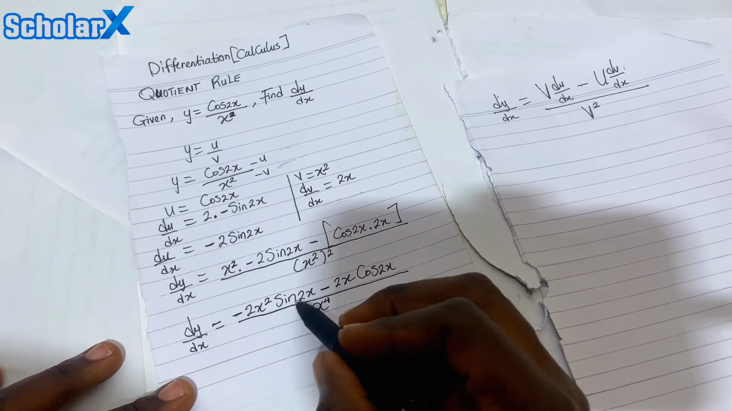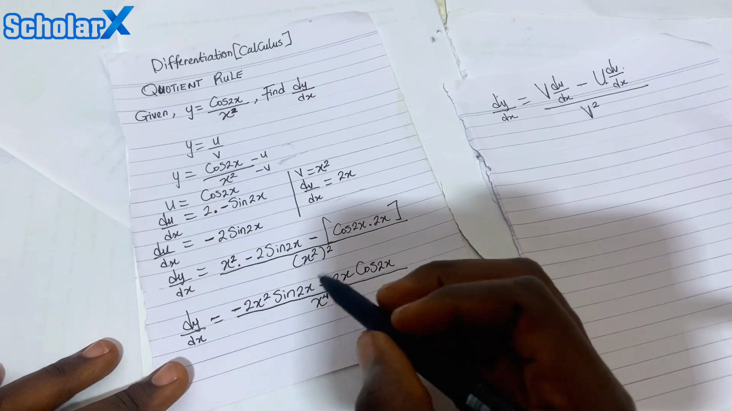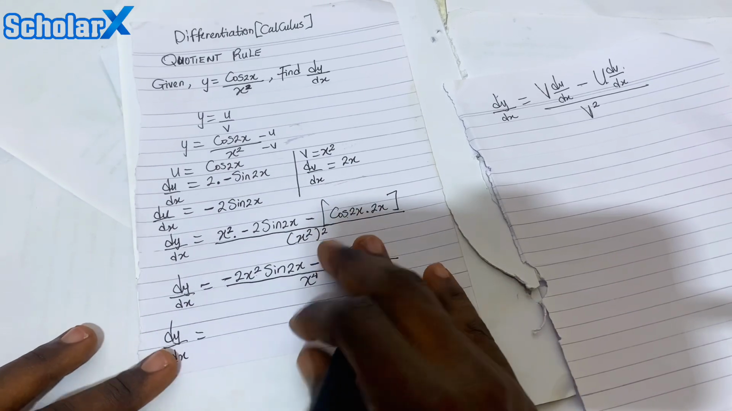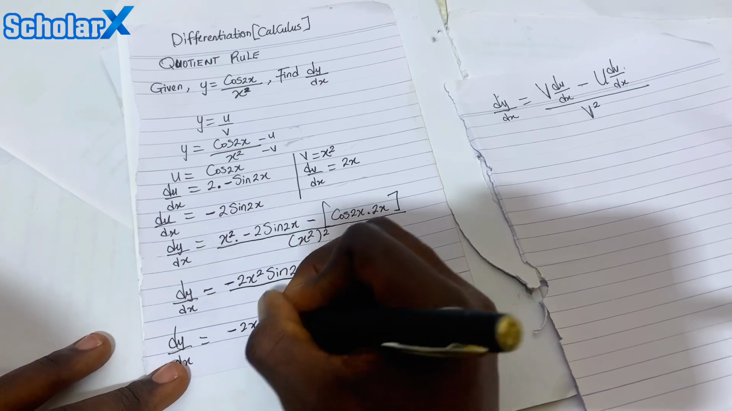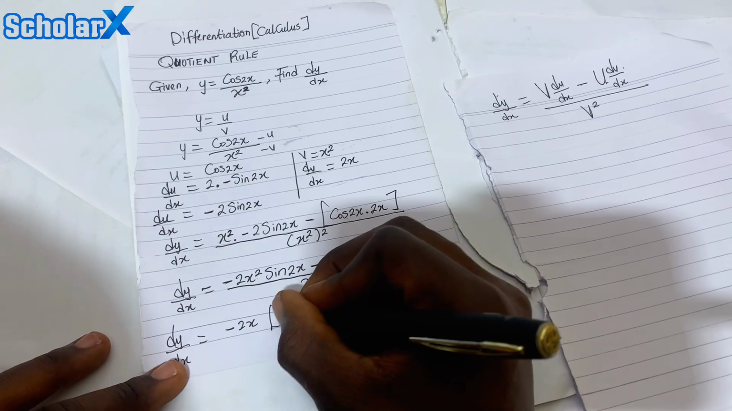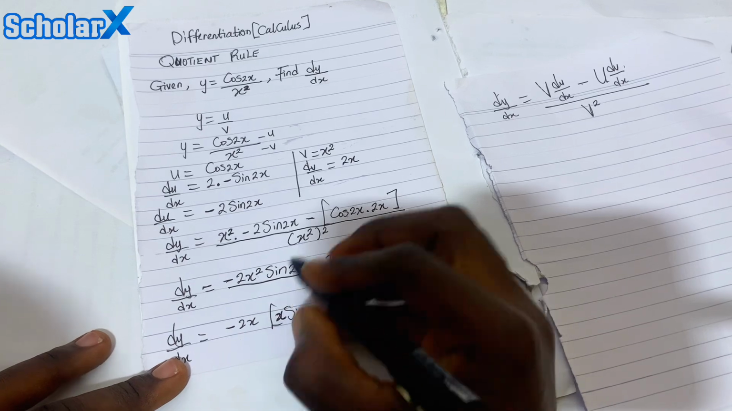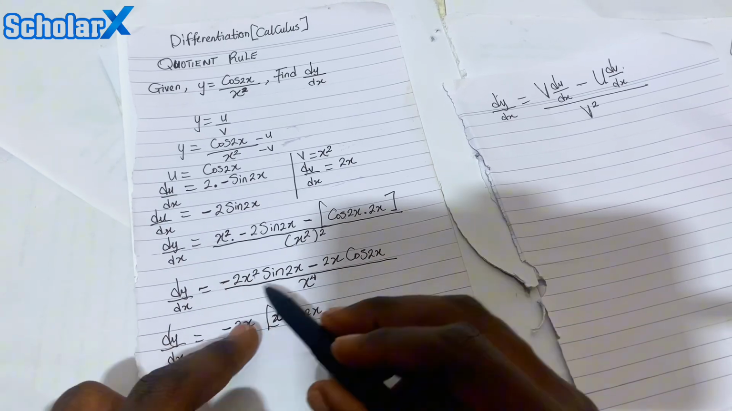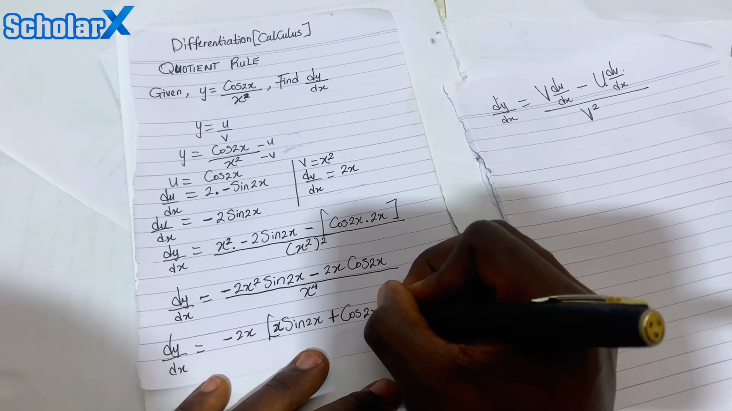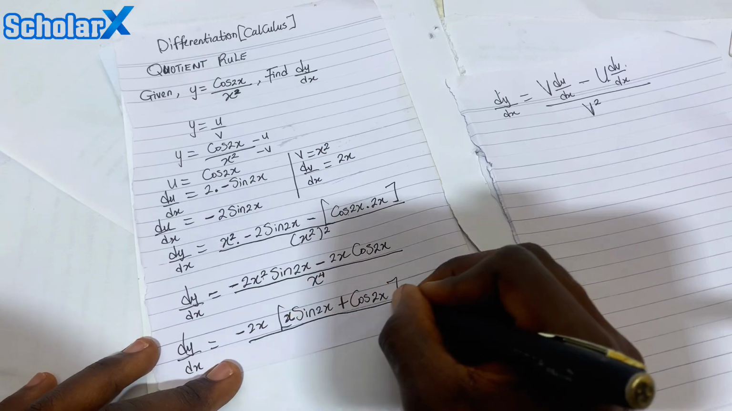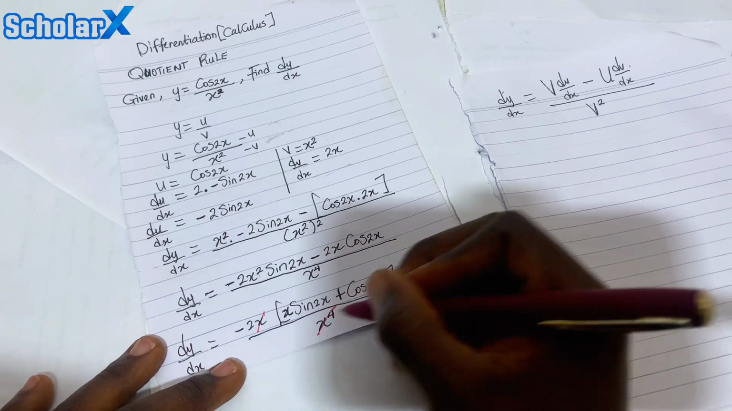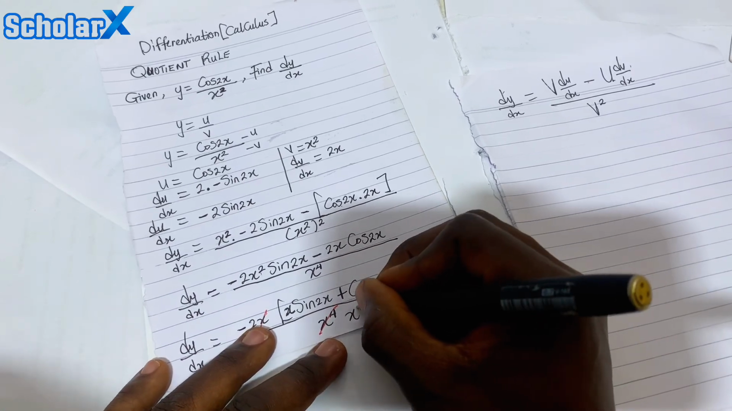Now if you check, x is common on both sides. Also minus 2 is common on both sides. So dy dx is equal to, like I said, minus 2x is common on both sides, so you can bring it out. You're going to be left with sine 2x. Sorry, there's going to be an x here. Because this is x squared, it's just minus 2x that's common. So this is going to be an x here. Then plus cos 2x, all divided by x to the power of 4. Now of course, one of the x here is going to take away one of the x here. We're going to be left with x to the power of 3 here.